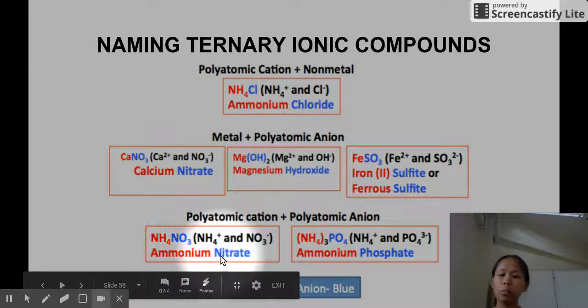And so when you name it, because both are polyatomic ions, nothing changes. Just copy its name. So that's ammonium nitrate. So ammonium nitrate. That's the final name.